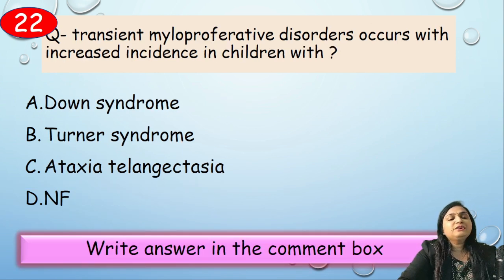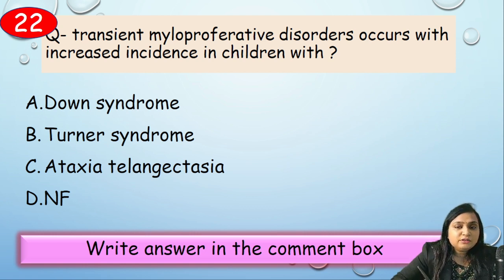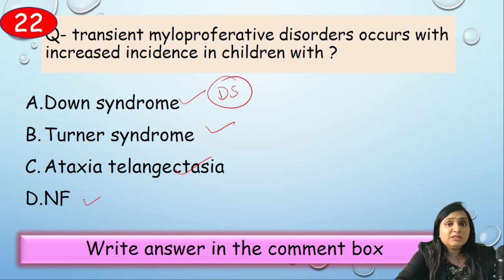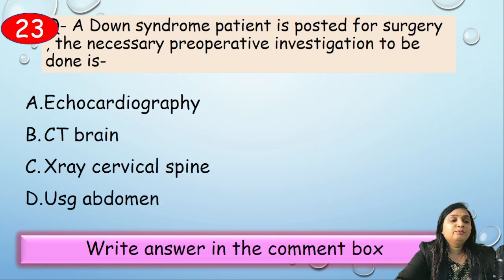The next question is, transient myeloproliferative disorder occurs with increased incidence in children with Down syndrome, Turner syndrome, ataxia telangiectasia or NF. It is seen in patients of Down syndrome, as AML M7 is also commonly seen in patients with Down syndrome. Transient myeloproliferative disorders are also seen in patients of Down syndrome.